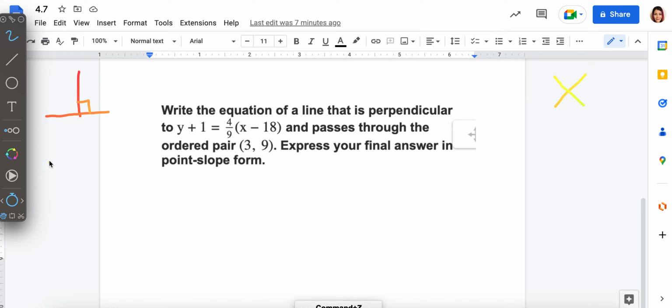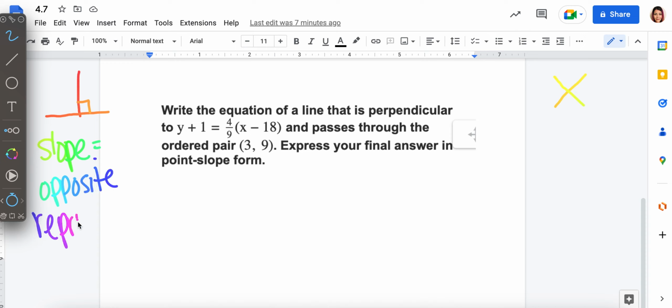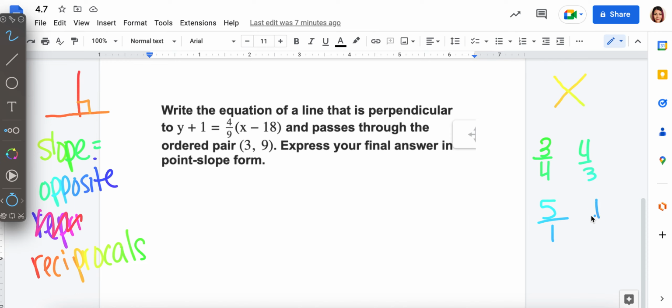So the slopes of perpendicular lines are opposite reciprocals. If you don't know, I misspelled that. Sorry, reciprocals. If you don't know what a reciprocal is, it's a fraction and it's just flipped. So like 3/4 and 4/3, that's the reciprocal, you just flip the fraction. If we have a whole number, remember we can write any whole number over 1. So then we can flip it into 1/5. So 5 and 1/5 are reciprocals.